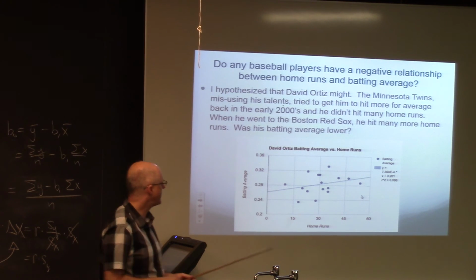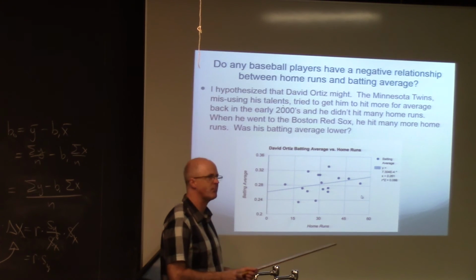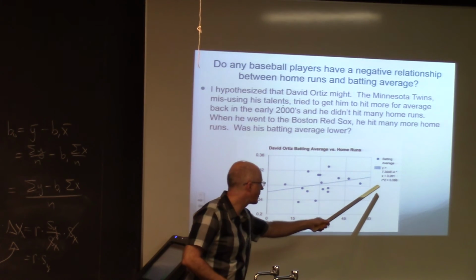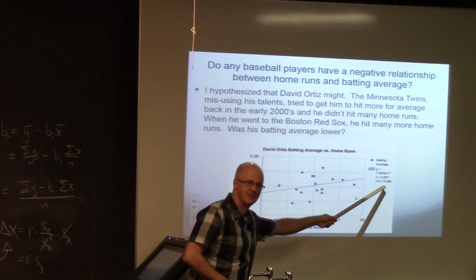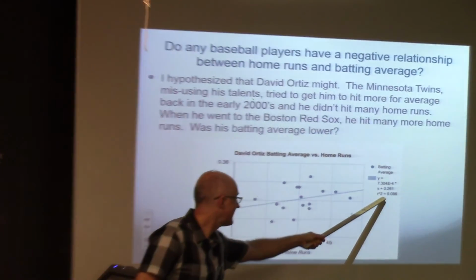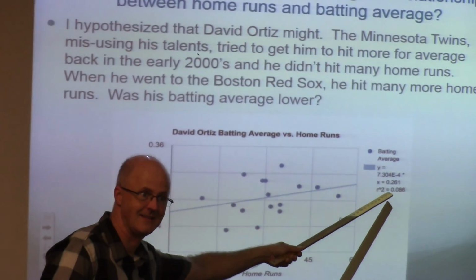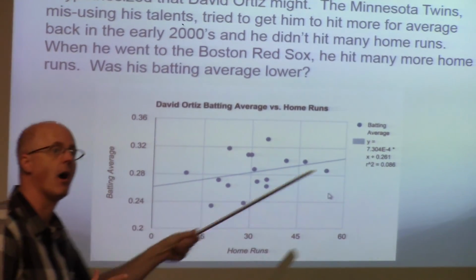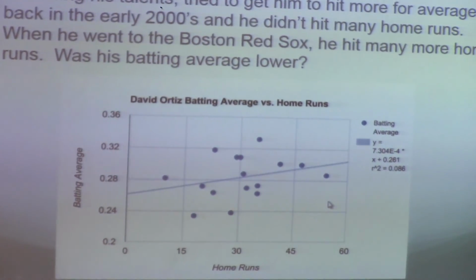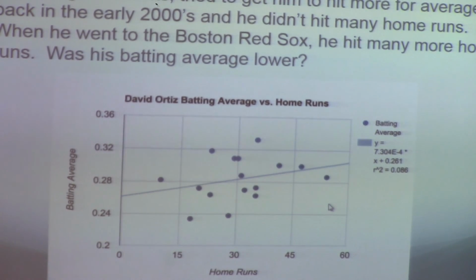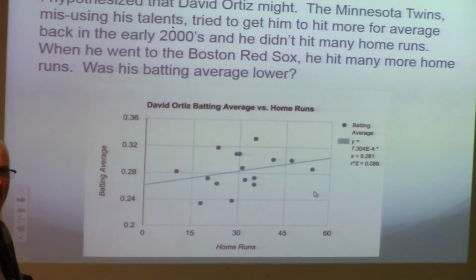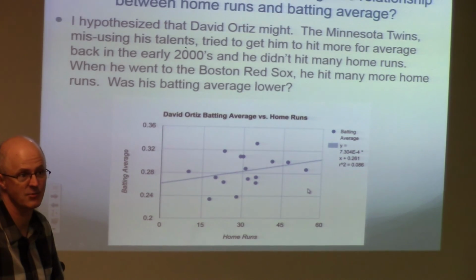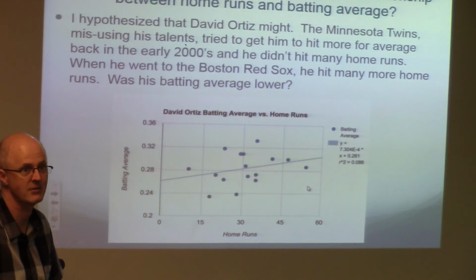It was a little weaker correlation. R was like 0.2 something. R squared was pretty close to 0. 0.086, can you see that? 8.6%. So it definitely was a weaker linear relationship, a weaker positive linear relationship, but it was still slightly positive. I will continue looking for a baseball player who might have a negative relationship between home runs and batting average.